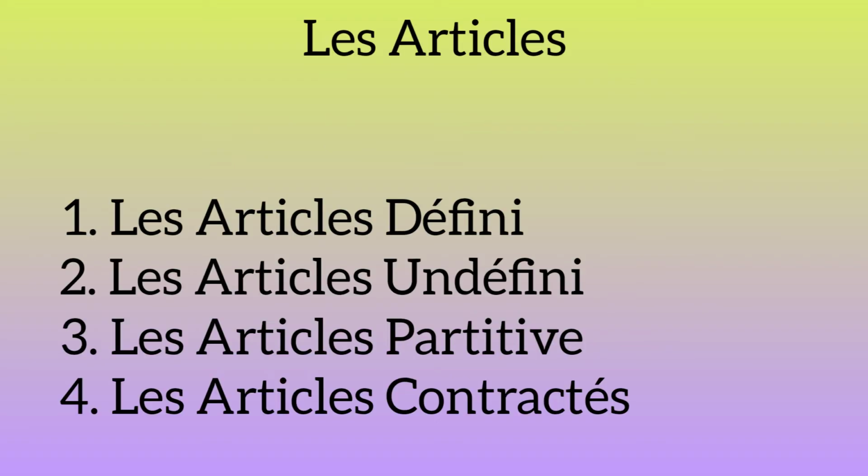So let's start. The French articles are divided into 4 parts. First, les articles définis, which means definite articles. Second, les articles indéfinis, which means indefinite articles. Third, les articles partitifs, which means partitive articles. And fourth, les articles contractés, which means contracted articles.